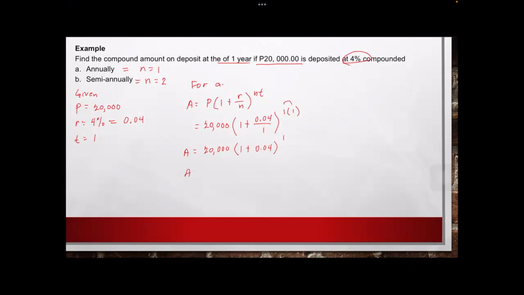Then, A is equal to 20,000. Then, this will be 1.04 raised to 1. In-add lang natin itong dalawa na to.